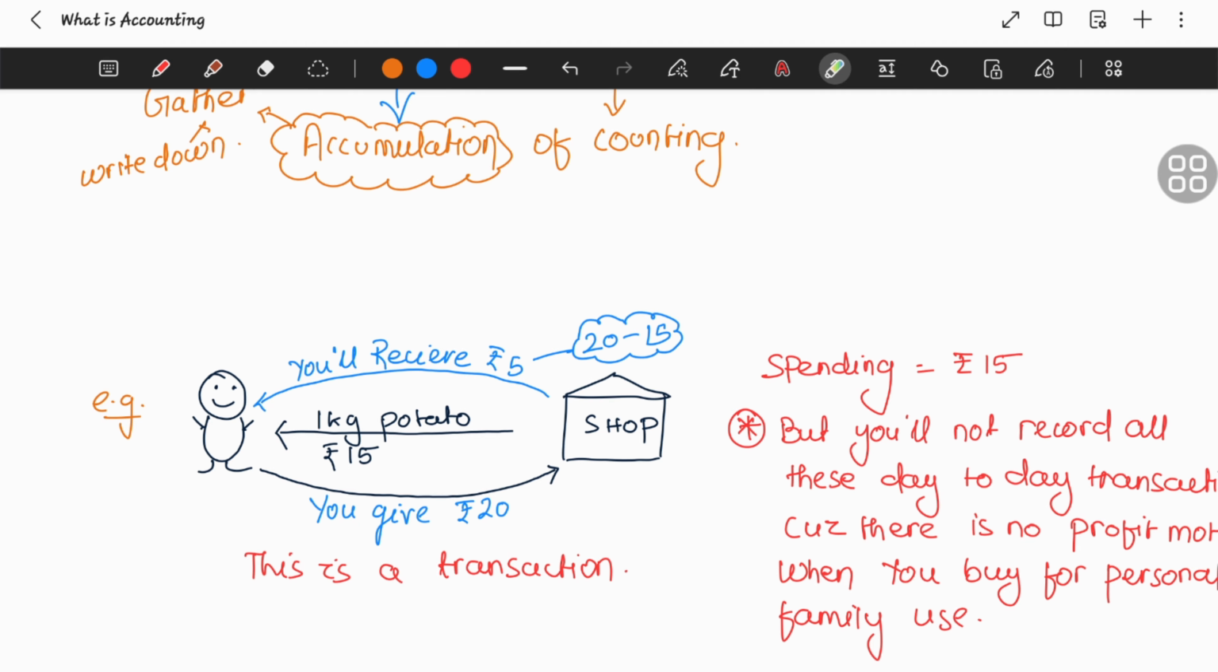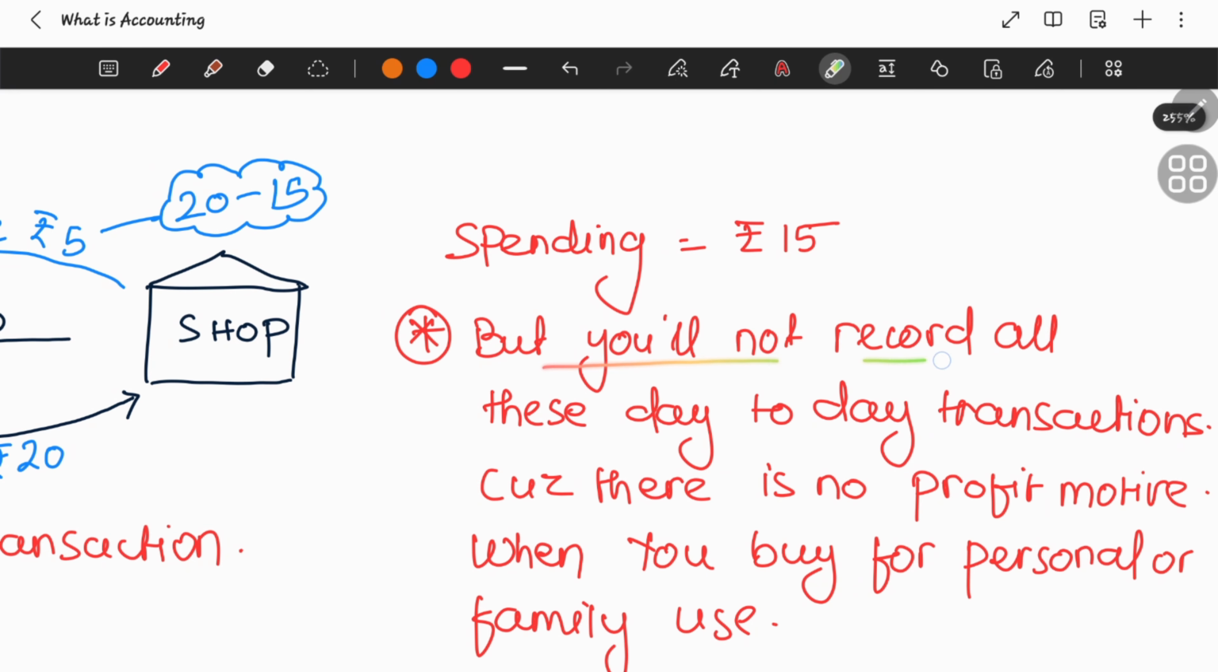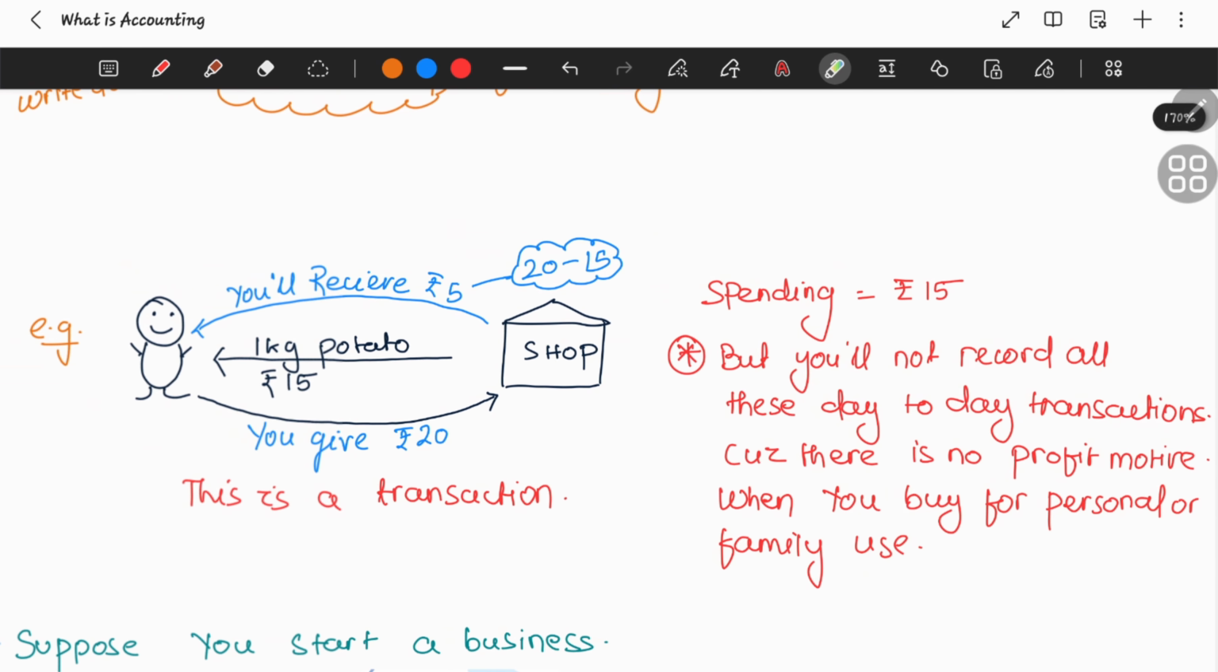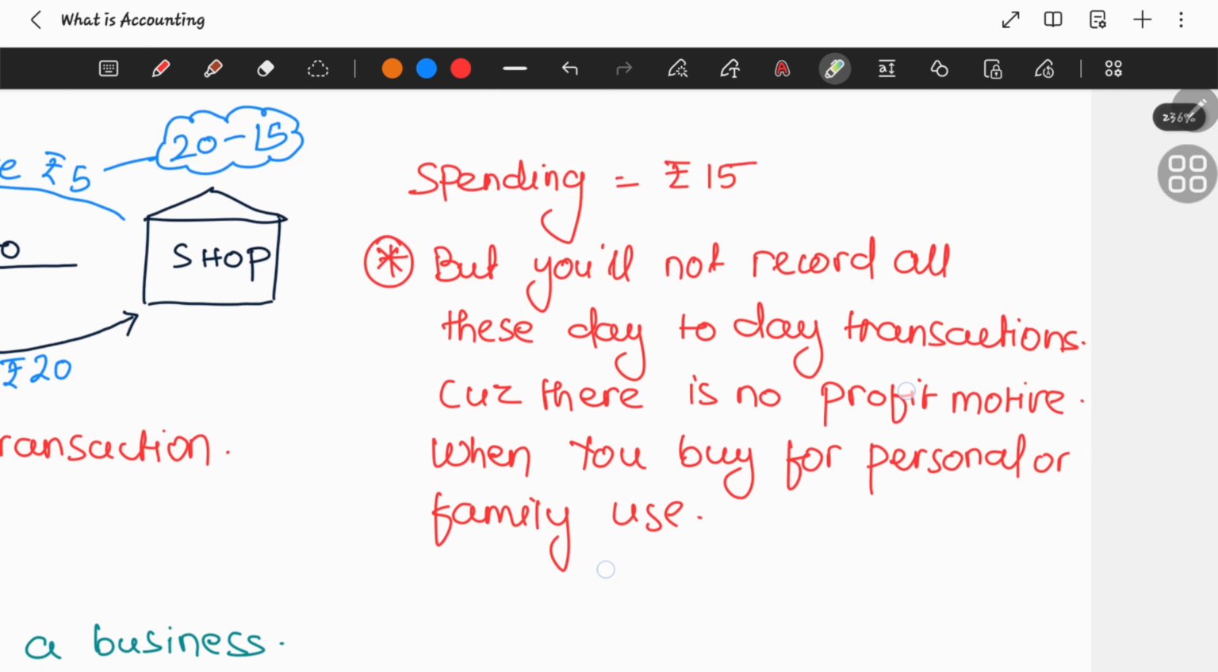After that you have an expectation, and you do the number crunching, you do the calculation, and you know that you will get 20 minus 15, rupees 5 extra from that shopkeeper. So here you do the counting. Here you have spent rupees 15, and similarly on a day-to-day basis you have spent like this in many places, right? But you will not record all these day-to-day transactions. Basically this exchange of things is known as transactions, right?